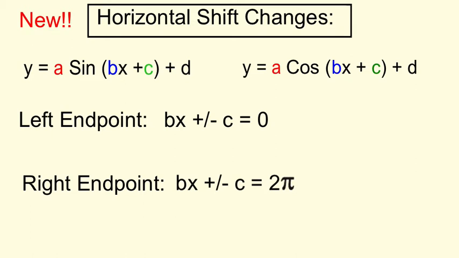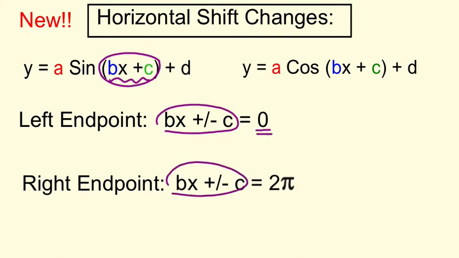So we've already taught you that. Here is the new thing. Inside of this parentheses is where you'll have a shift change, left or right. So what we do is we do endpoints, we call them. We take this parentheses and we will set it equal to 0, and we will set it equal to 2 pi, and we will solve those for x. And that'll be our starting point, our left end point, and our right end point.